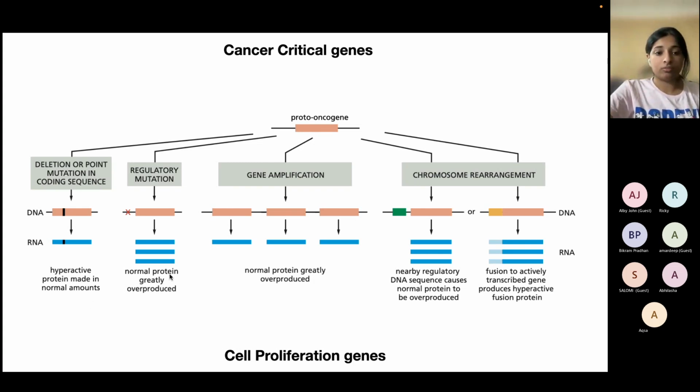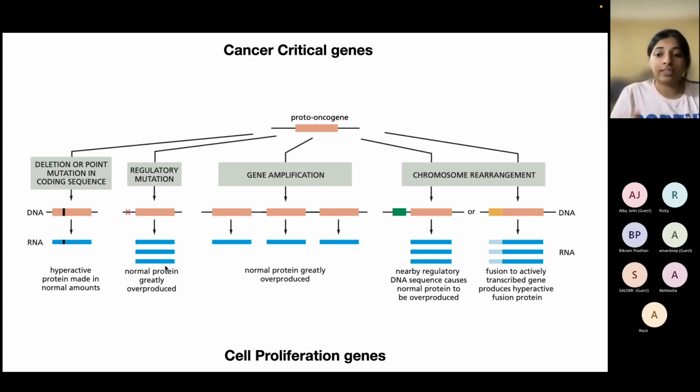Then there can be greater expression of the protein. So here the regulatory part of the gene is mutated and now it's not controlling it properly. And now because of which the normal protein is present, but it is in a greater amount, because of which again it can perform the function better than it used to. Or there can be gene amplification, which means that instead of one copy of the gene in your DNA, it is present in multiple copies, because of which greater amount of RNA is present, greater amount of protein is produced. Again, protein is being overproduced.